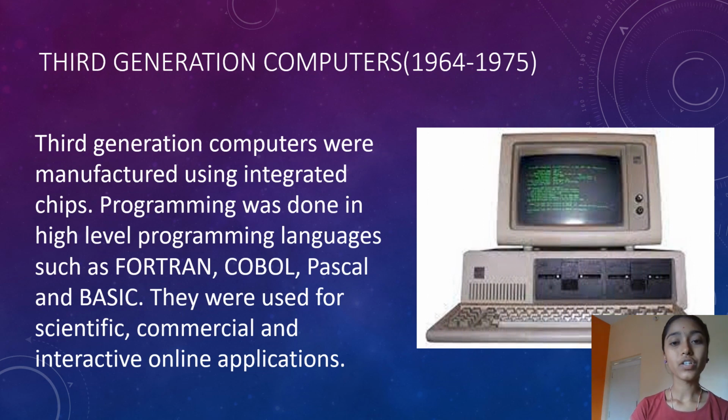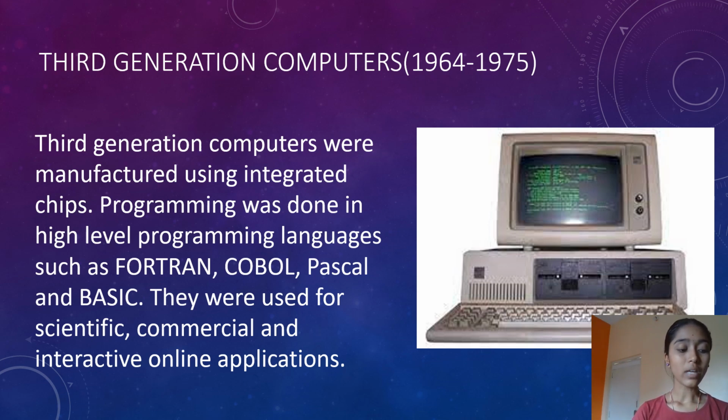Here comes third generation computers, which started in 1964 and lasted till 1975. Third generation computers were manufactured using integrated chips. Programming was done in high-level programming languages such as Fortran, COBOL, Pascal and BASIC. They were used for scientific, commercial and interactive online applications.